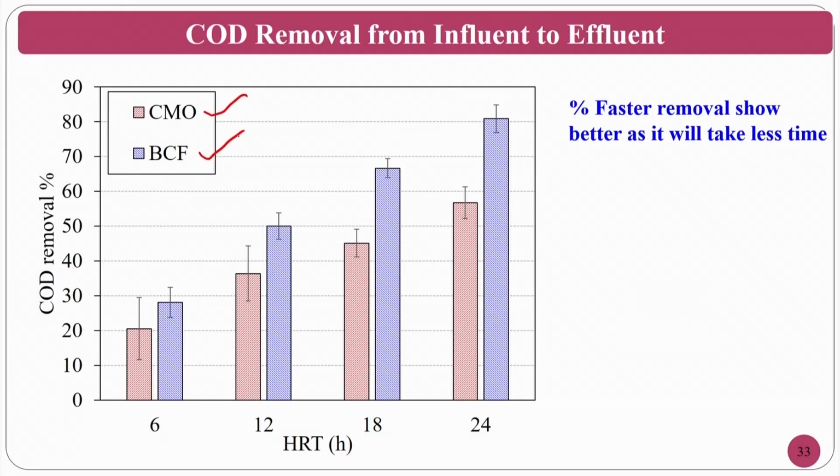Okay. If you see here, COD removal in the commercial mineral oil and BCF, that is biological cutting fluid, in all the cases the COD removal for the same time, assume that I am going to take one day, 24 hours, what is going to take place? Here it is like 56% or something, here you can see it is 82% or something. Okay. That means faster removal shows better results.